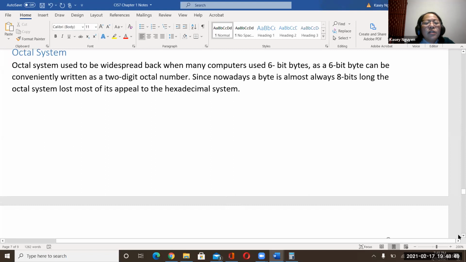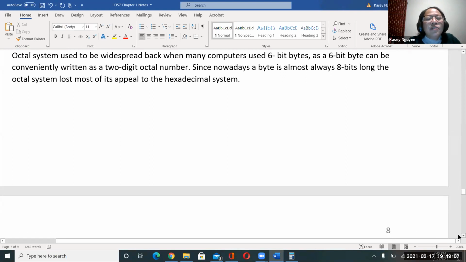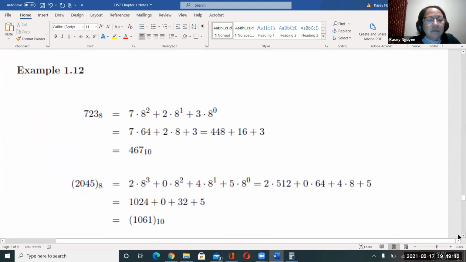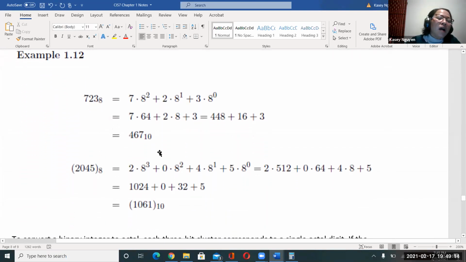Okay, so let's talk about octal. I do have about 12 minutes left, so I want to use the time effectively. The octal system is legacy. This was used for a 6-bit byte, and 2 digit octal numbers. So it's older, but I want to show you how you can convert it. Okay, so octal is base 8, and you would see the subscript of 8 being used. Okay, 273 base 8.